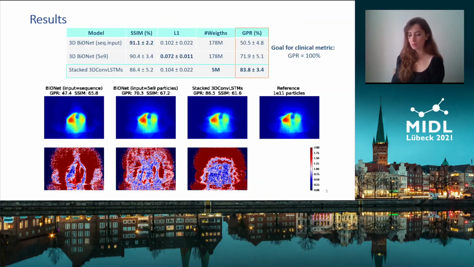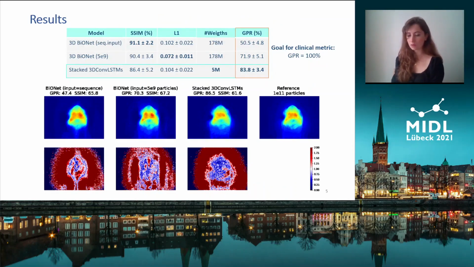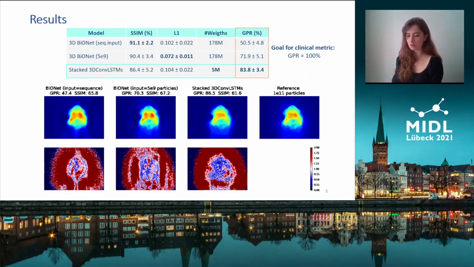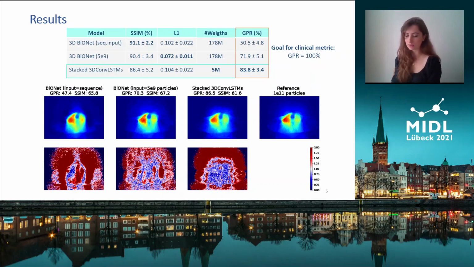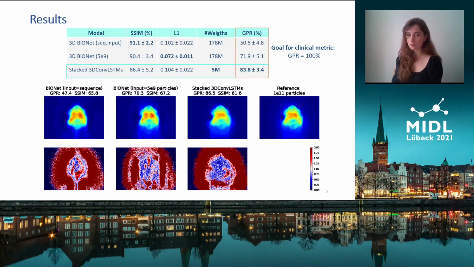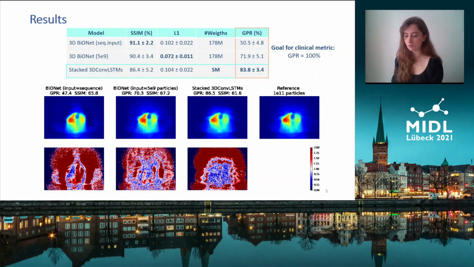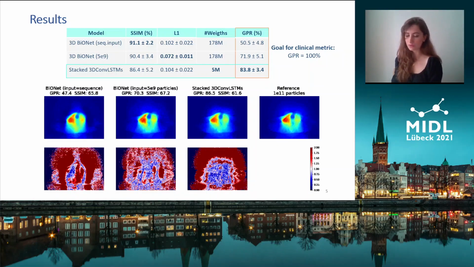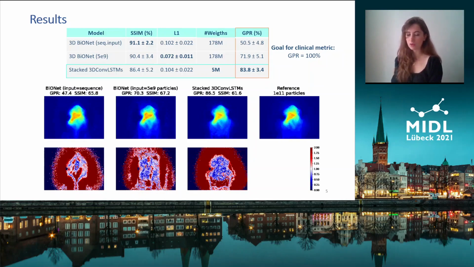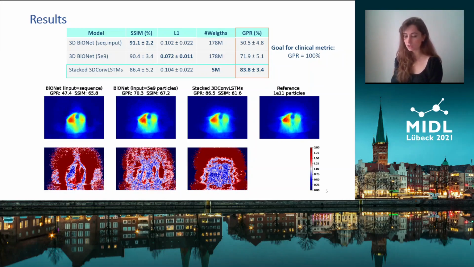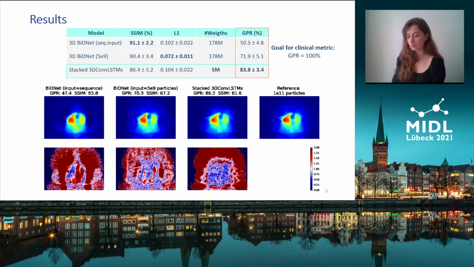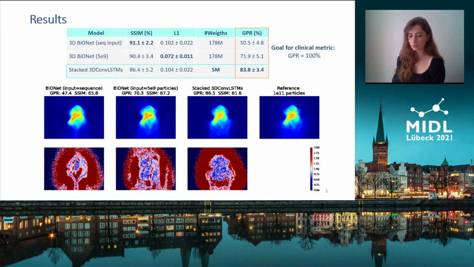So to benchmark our model, we compared it to a model called BioNet, which achieved state-of-the-art results last year in several medical imaging tasks. We adapted it to handle three-dimensional data to match our model. To evaluate the models, we computed a metric called the gamma index passing rate, which sets the golden standard for clinical use. And with respect to that metric, our model performed better than BioNet.